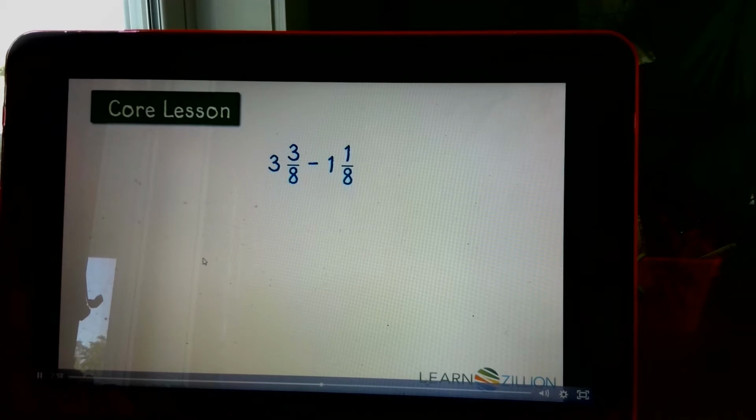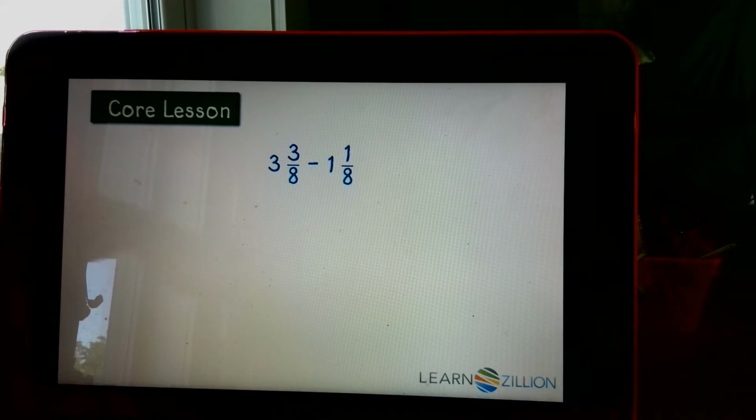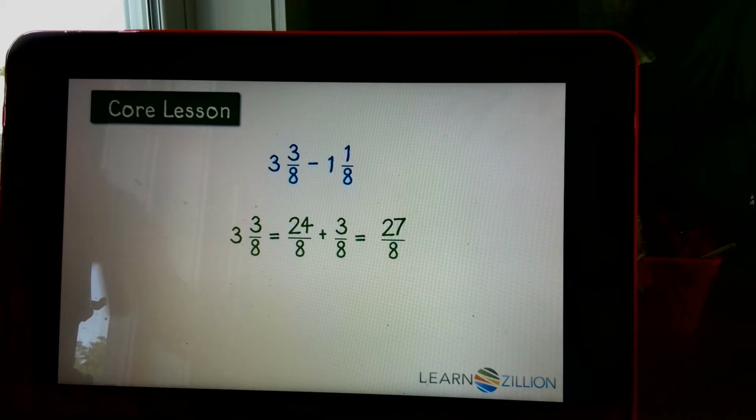In subtraction, order matters. Our denominator tells us how many parts make up a whole. In this case, we have 8. Our whole number is 3, so we need to have 3 wholes. So I'm going to count by 8: 8, 16, 24 to represent 3 wholes. I need to add 3 more parts to represent 3 3/8 as an equivalent fraction, which gives me an answer of 27/8.